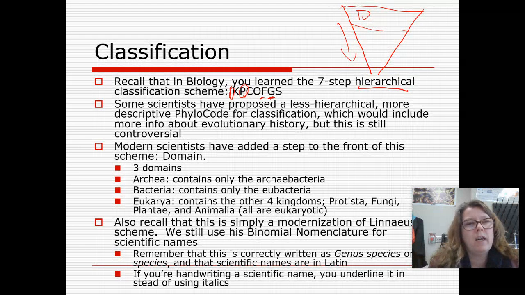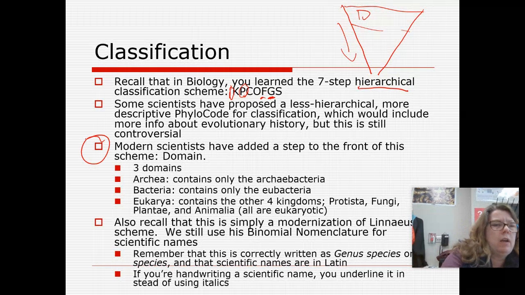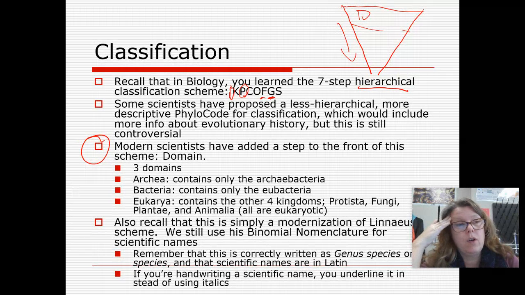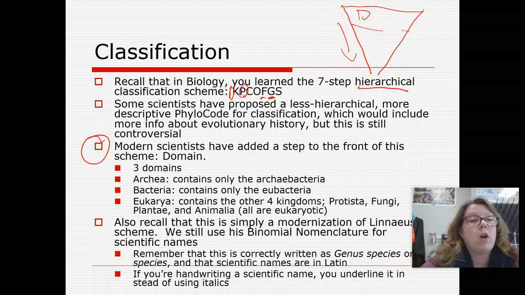This is kind of an ingrained scientific thing right now, and I just don't see it changing anytime soon. All right, so domain, that's right here. There are 3 domains. That's the one that I said was added within the last 30 years. All prokaryotes are split into 2 domains. Archaea contains only kingdom Archaebacteria, and bacteria contains only kingdom Eubacteria. Okay, and then the Eukarya is all the eukaryotic kingdoms.